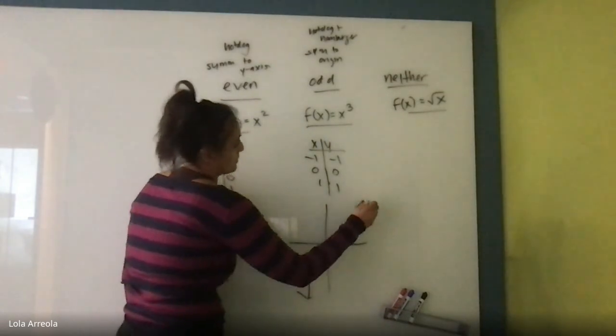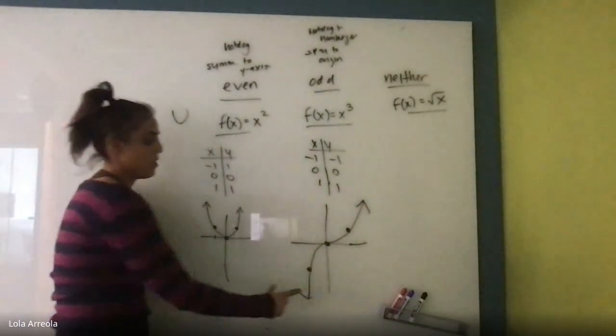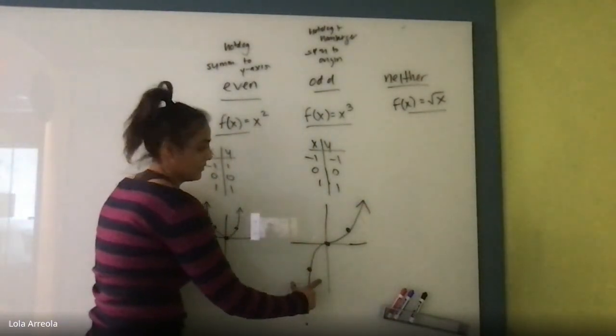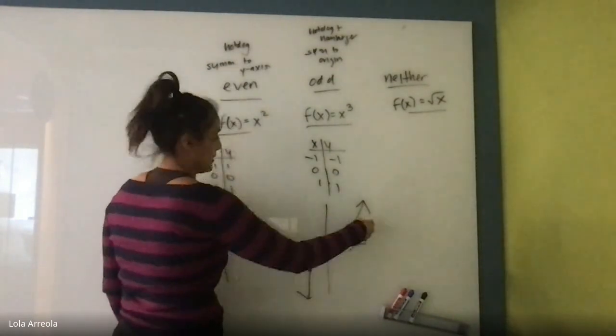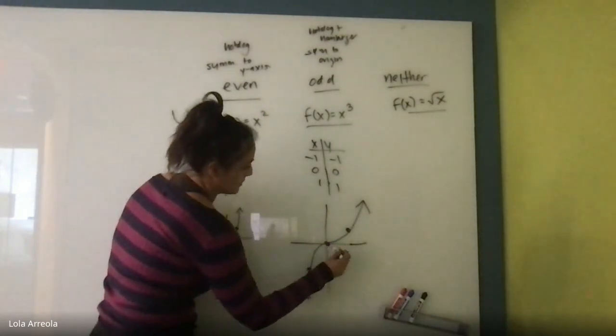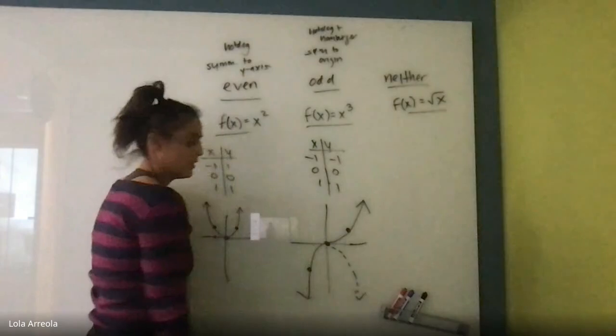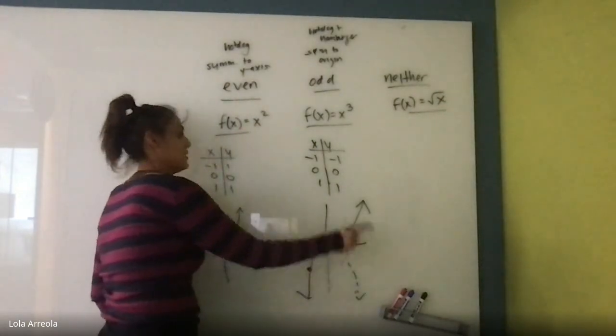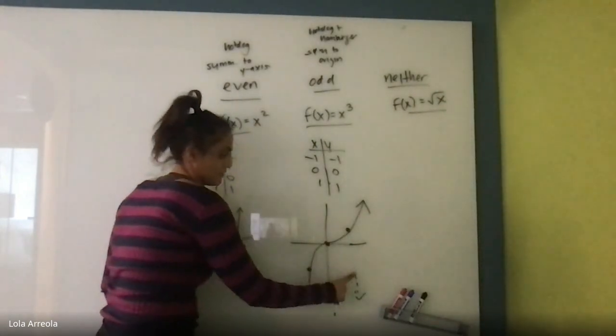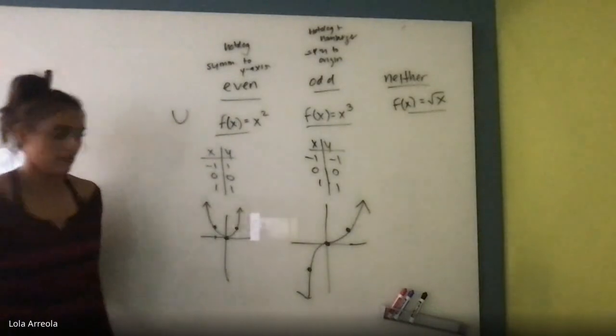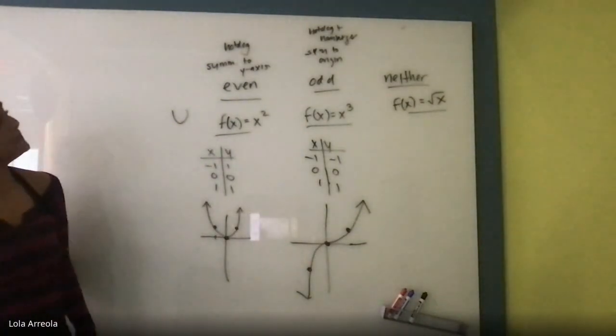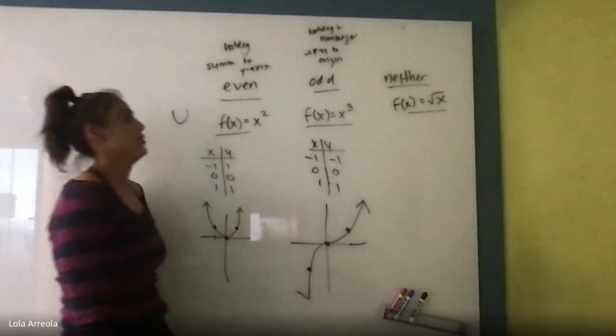Again, it's symmetric to the origin because if I take one of the quadrants, I have to flip it over the y-axis and the x-axis. So if I flip it over the y-axis, it'd be here. And then if I flip that over the x-axis, we get that. So it's y and x. That's called symmetric to the origin.